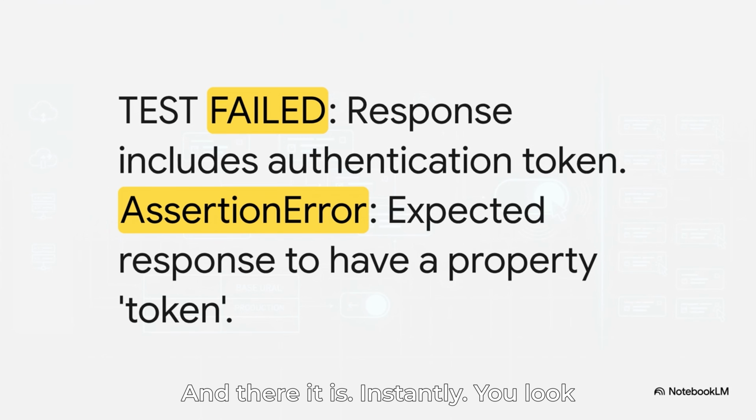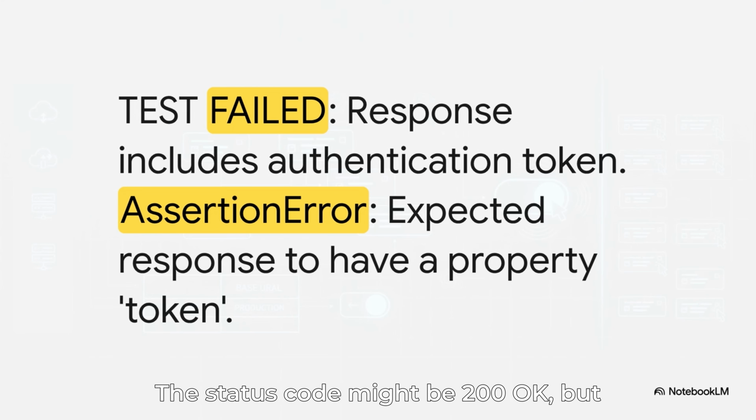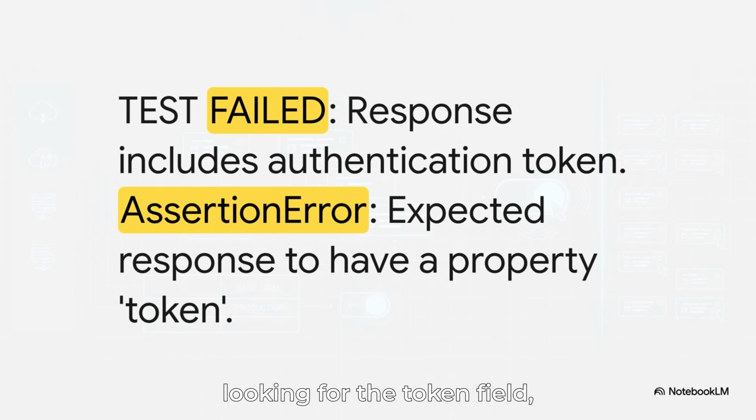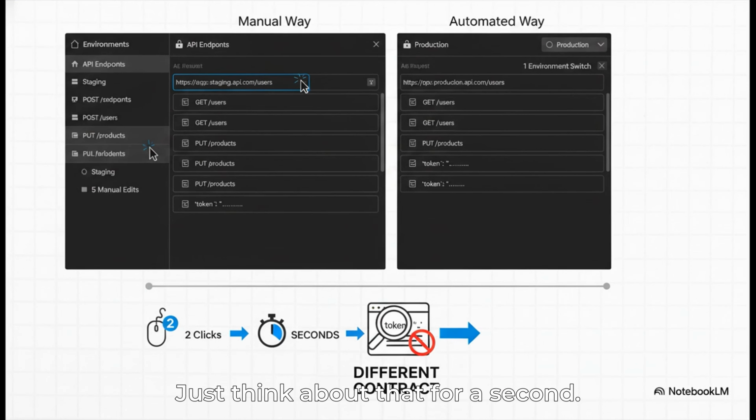And there it is, instantly. You look at the test results tab and you see red, failure. The status code might be 200 OK, but our second test, the one looking for the token field, it failed. The server isn't sending back the auth token in production. Just think about that for a second. No digging through endless server logs, no guessing games. In 2 clicks, literally seconds, you haven't just reproduced the bug, you've diagnosed the exact root cause. The production API is responding differently. That is the power of this workflow.